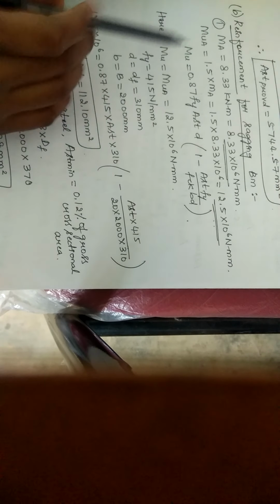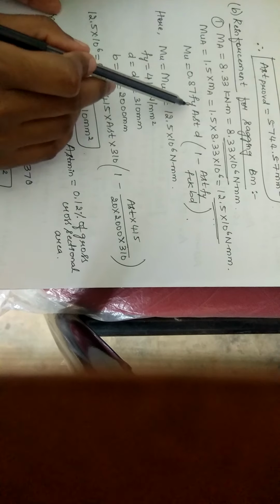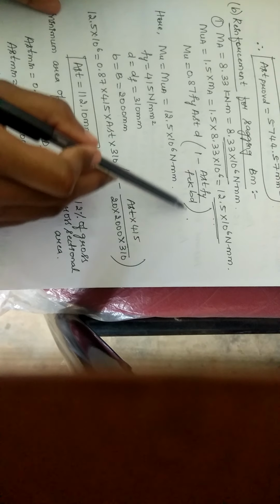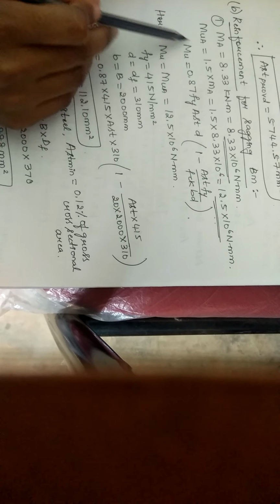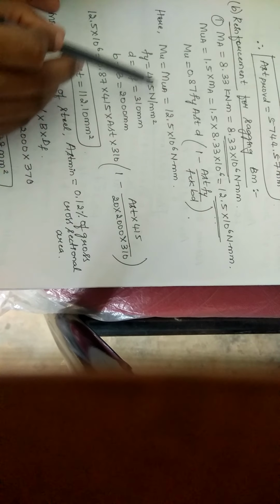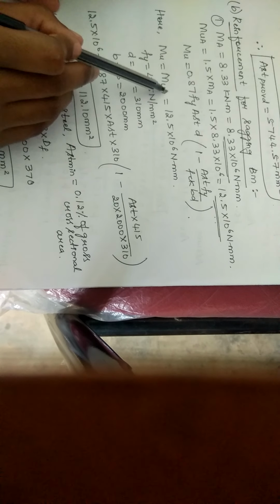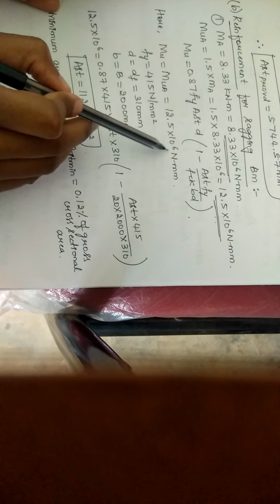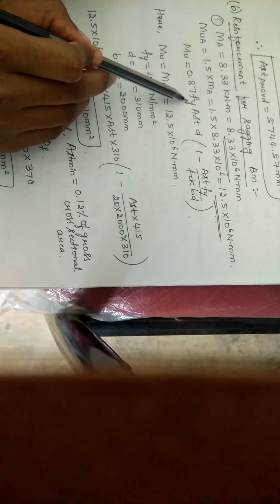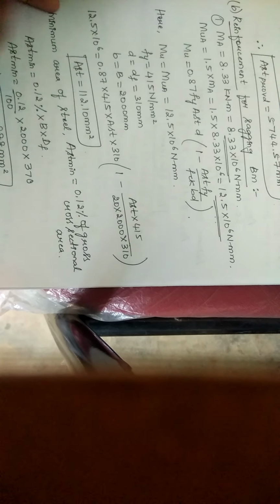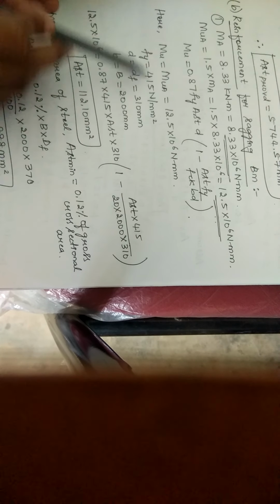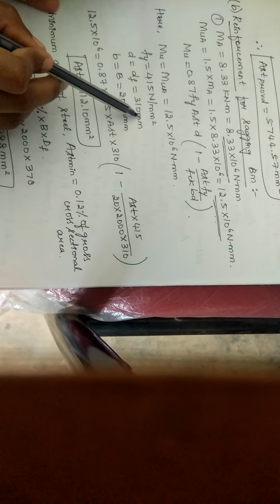For finding the value of AST, we have to make use of the formula Mu is equal to 0.87 Fy AST d into 1 minus AST Fy divided by fck into b d. Here in the formula, Mu represents the factored moment which is acting at the point A. Hence I have written this as Mu is equal to MUA and the value is 12.5 into 10 raised to 6 Newton mm. Here Fy represents the grade of the steel which is given in the question. Here 415 grade of the steel is given. That's why the value of Fy is 415 Newton per mm square.